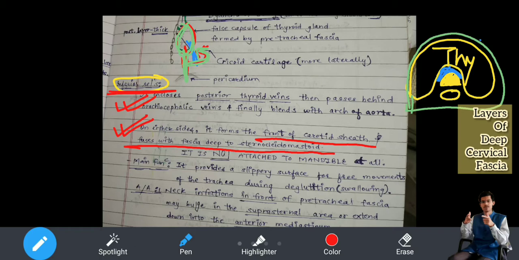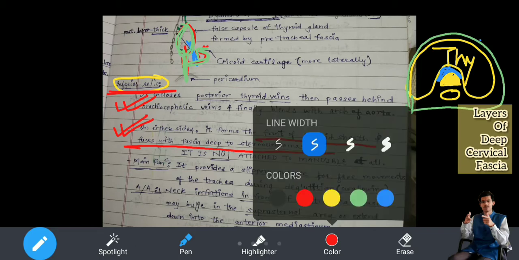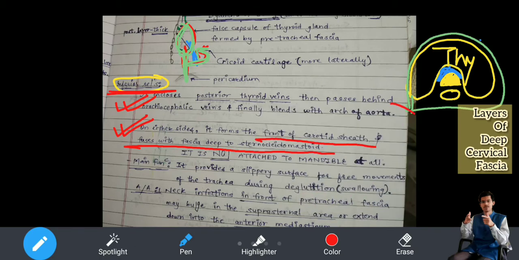So I showed you that here, see, here I'll show it to you. I'll show it to you in red only. Here there was the carotid sheath behind, if you remember in that diagram. So it is forming the front of the carotid sheath. Okay, and here in the anterior there were the two sternocleidomastoid muscles, which were covered by the investing layer of deep cervical fascia. So they form.